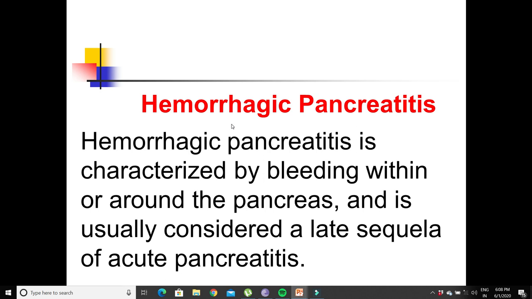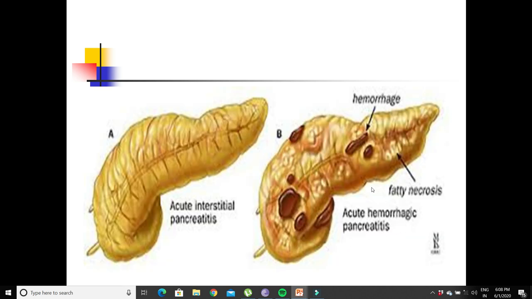Yes, there can be hemorrhagic pancreatitis, that is characterized by bleeding within or around the pancreas, and is usually considered a late sequela of acute pancreatitis. It's not a good condition. You can see over here, there is hemorrhage over the pancreas, and necrosis also is there. Hemorrhagic pancreatitis.